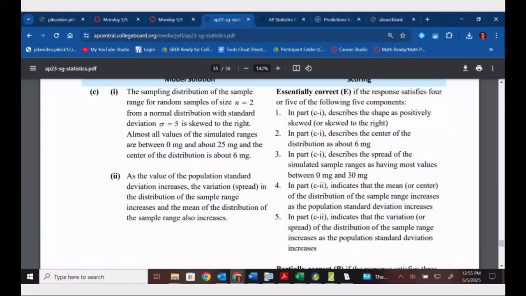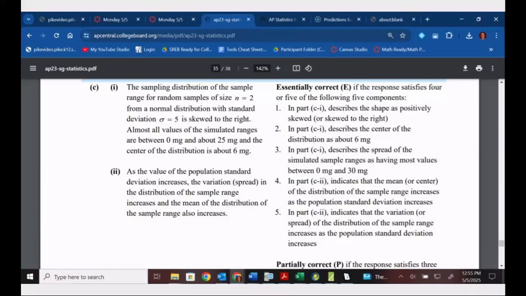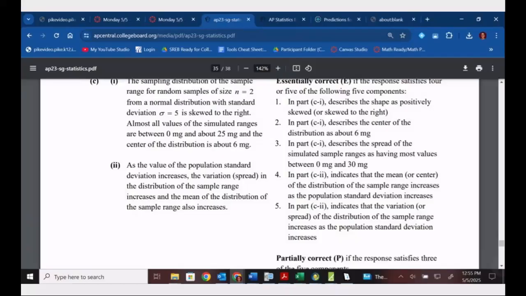Components 4 and 5 have to do with CII, indicates the mean or the center of the distribution of the sample range increases as the population standard deviation increases. In part CII indicates that the variation or the spread of the distribution of the sample range increases as the population standard deviation increases. If you get 4 of those 5 components, then you get an E.